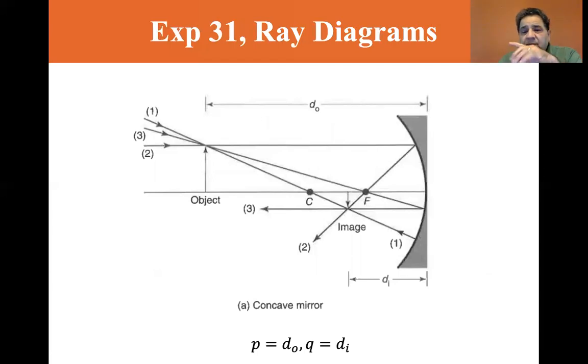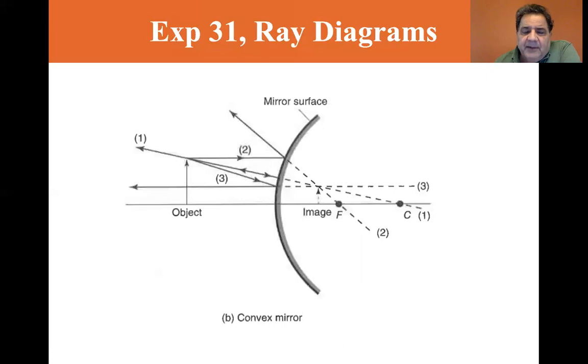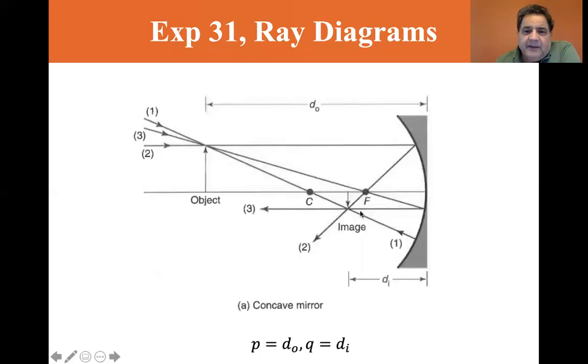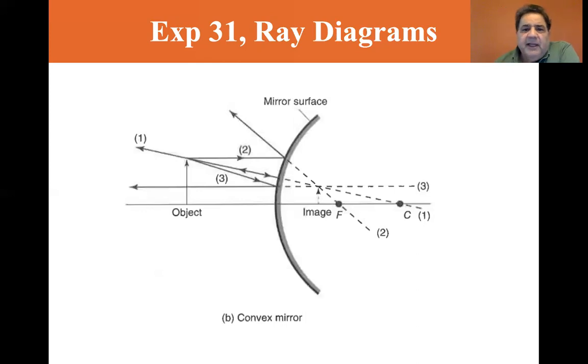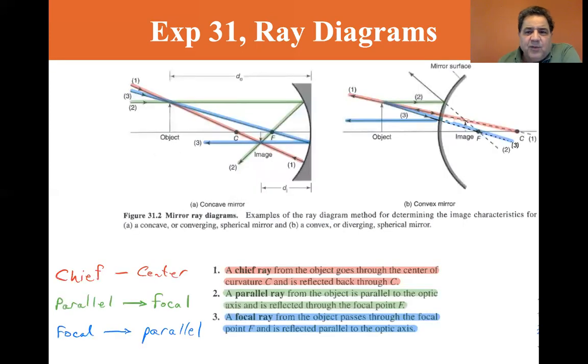But there are some things I want to point out. What they call D object is what the textbook calls P, and the DI, the image distance, is what the textbook calls Q. So you'll see instead of P, you'll see DO, and instead of Q, you'll see DI in some of the equations. And this is it for a concave mirror. Here it is for a convex mirror, and this is the ray tracing.